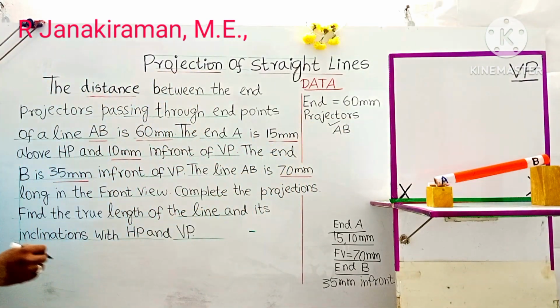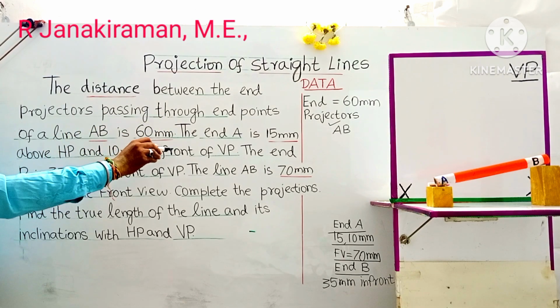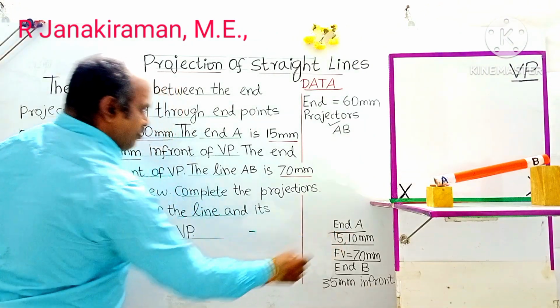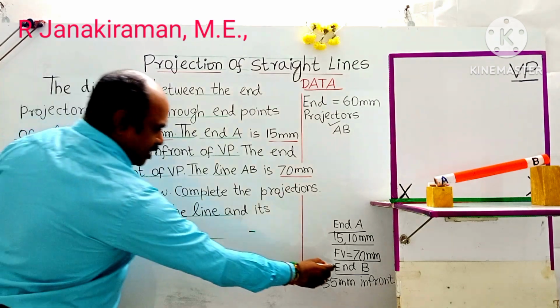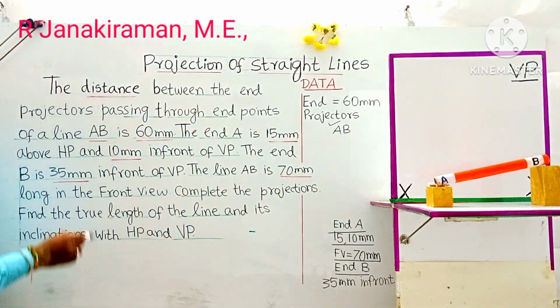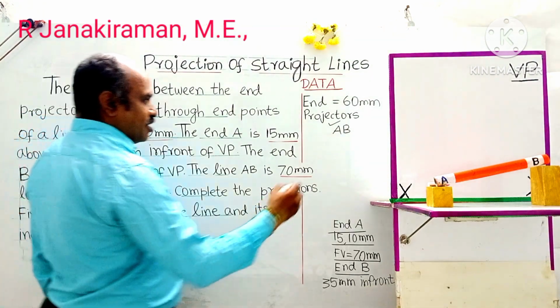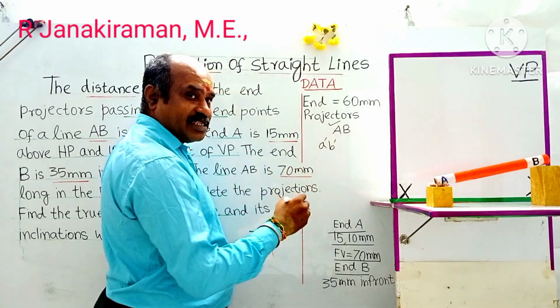What is an end projector? The end A is 15 mm above the HP and 10 mm in front of VP. The end B is 35 mm in front of VP. The line is 70 mm long in the front view. Front view is designated as A dash B dash, the usual front view notation followed in the reference diagram.